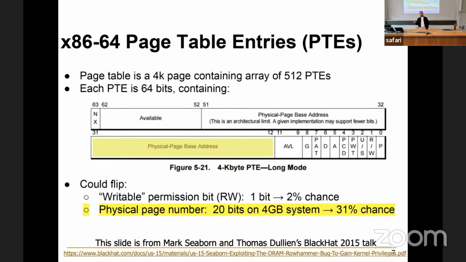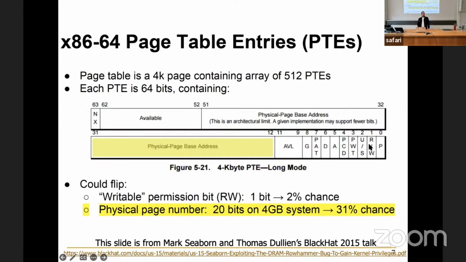This is a recap of your computer architecture, virtual memory, or OS knowledge. When we call a page table, it is often a 4 kilobyte page containing an array of 512 different entries. This is what we have inside every entry: a physical page base address and then some control bits. For example, we have a read-write permission bit here.